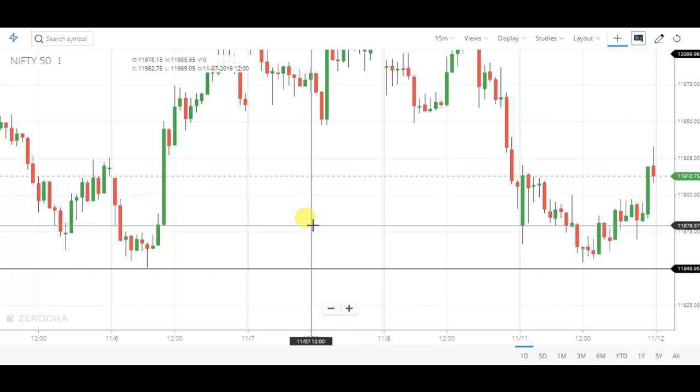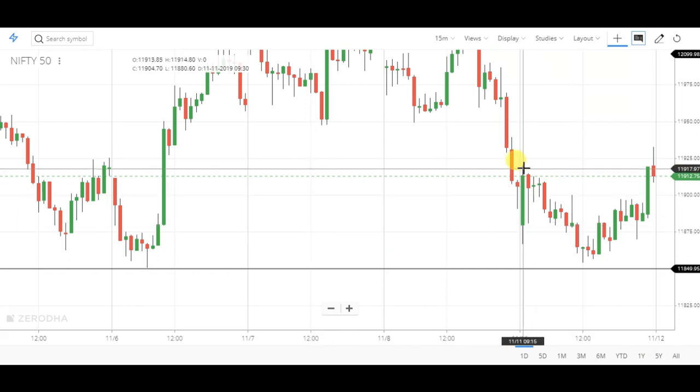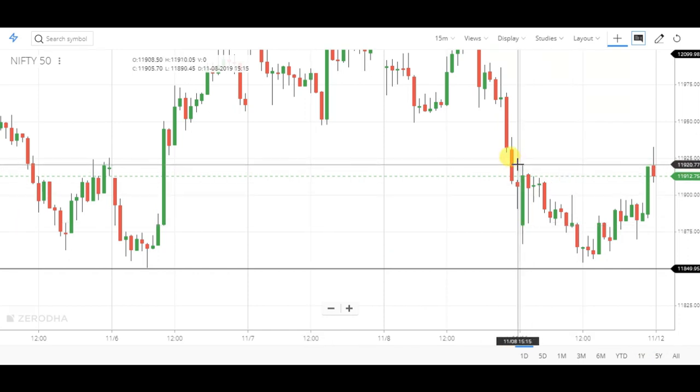Before we start our option chain analysis, let's see what Nifty has done today. If we see yesterday's closing, that is around 11,905, and today's opening is around 11,879. It means almost 26 points of gap down opening.